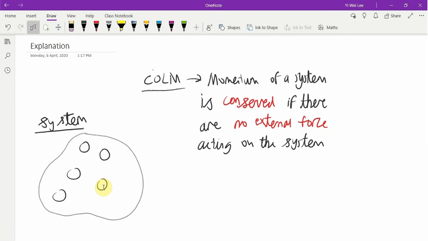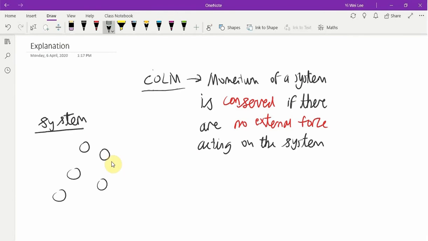Let me rephrase that. The very idea of which particle belongs to the system depends on where you draw the system boundary. If you draw a boundary across this one particle, that particle alone belongs to the system. If you draw the boundary across all the particles, they all belong to the system. It's very arbitrary; it depends on where you draw the system boundary.